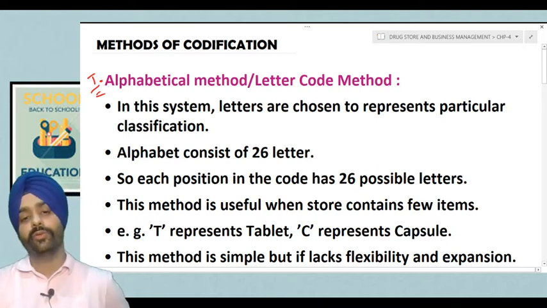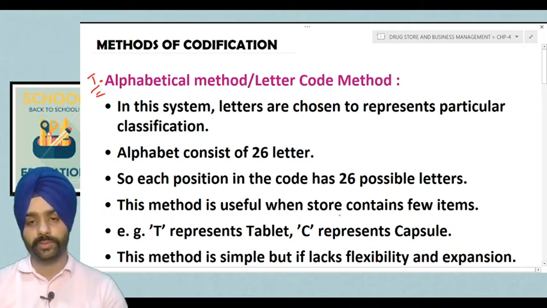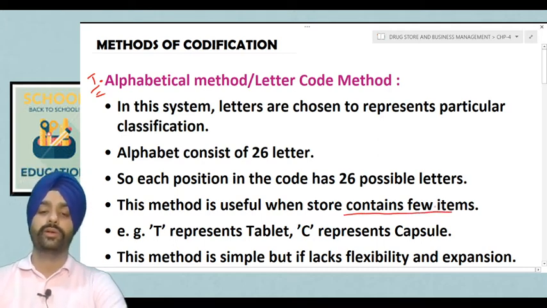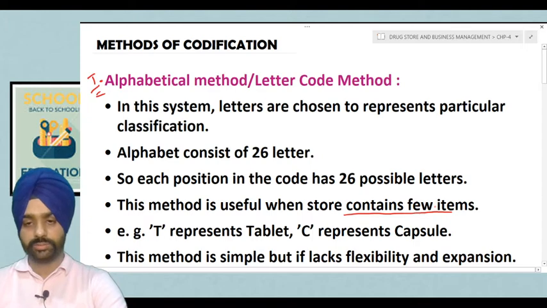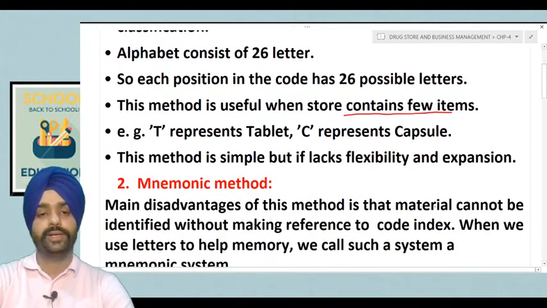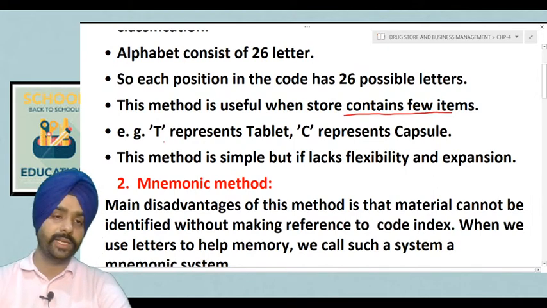This method is useful when the store contains only a few items. So if your store is small and the products are not in large quantity, you can apply this method. For example, T represents a tablet and C represents a capsule.